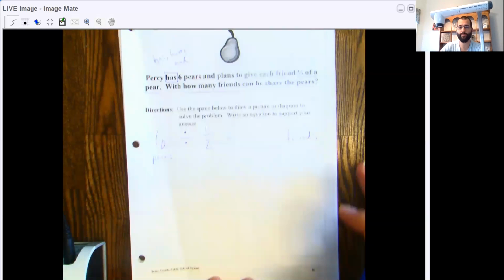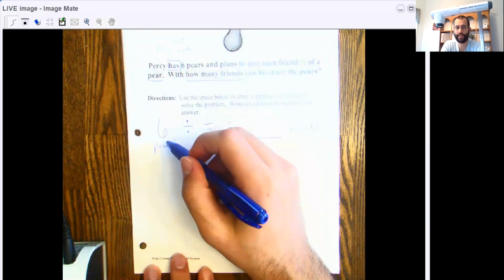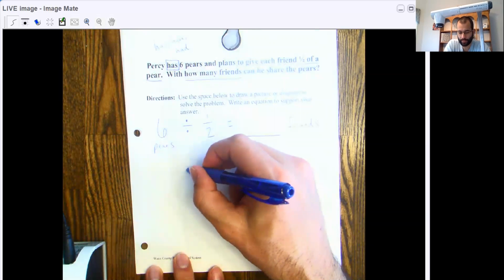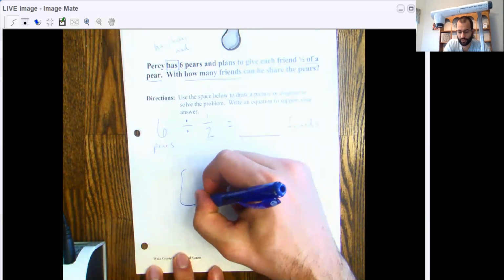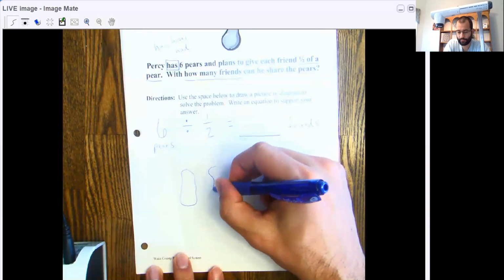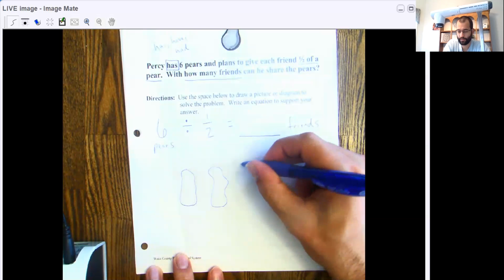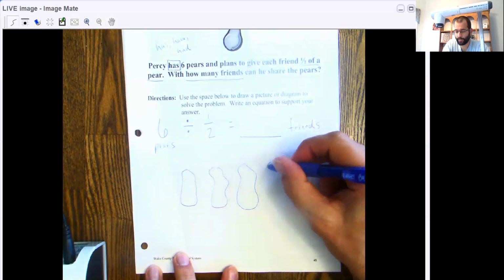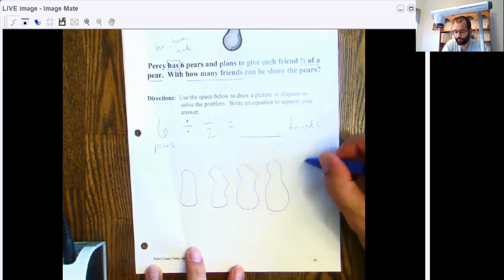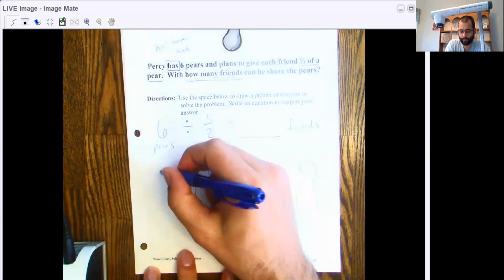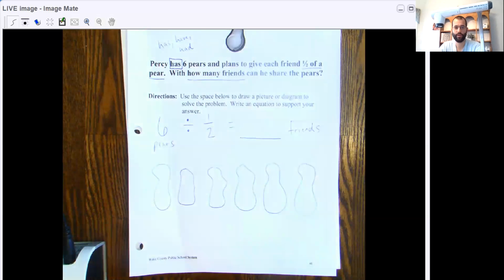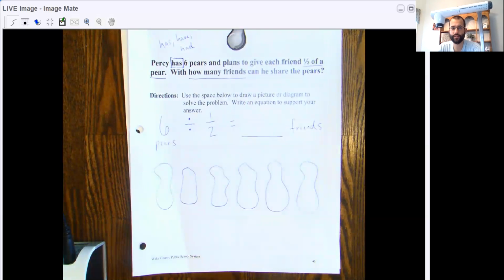So let's draw out 6 pairs. Whatever I have starting with, I'm always going to draw that amount out. So I'm going to draw 6 pairs. I don't know how great my pairs are going to be here. These are some pretty ugly looking pairs. All right, so there's my 6 somewhat looking ghost pairs. Okay, so you've got now 6 pairs. If you're going to give 1/2 of a pair to each friend, how many friends can you share with?